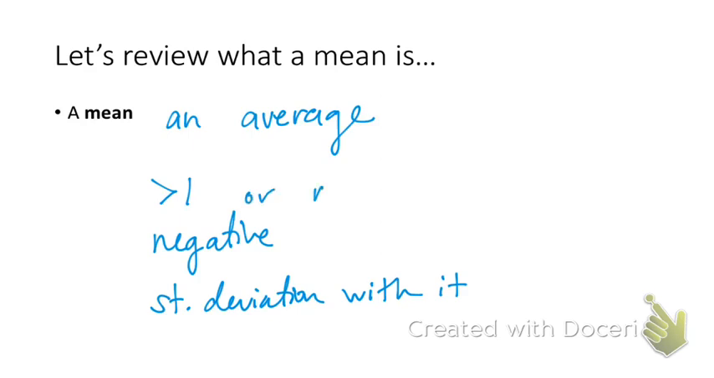So, or it could be, I wrote negative on here already. So bigger than 1, it could be negative. It always has a standard deviation attached to it in the problem. So that's how you'll be able to detect that it's a means problem. Because proportion can't be negative. Right.